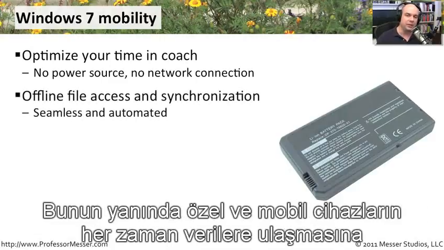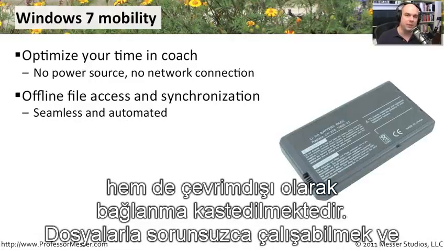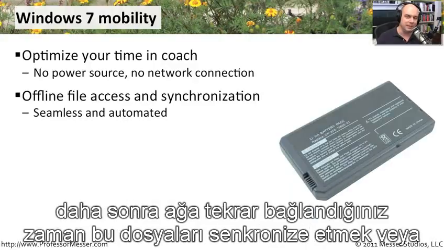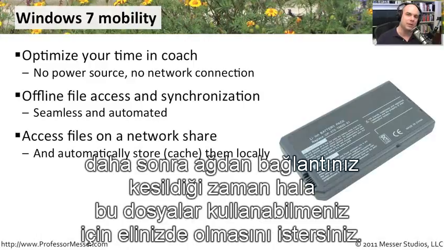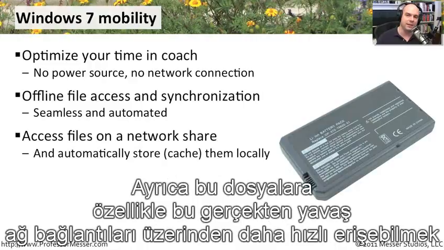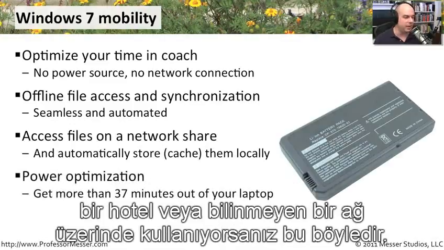There's also a need, especially on mobile devices, to have access to the data all the time. And that means all the time, whether you're directly connected to the network or whether you're offline, and maybe would like to be able to work with files seamlessly and have those files synchronized later when you connect back to the network. You also would like to be able to access files perhaps on a network share, and then when you disconnect from the network, still have those files available to you. Also find a way that you could make access to those files faster, especially on these really slow network connections that you tend to get if you're on a mobile device in a hotel or on an unknown network.